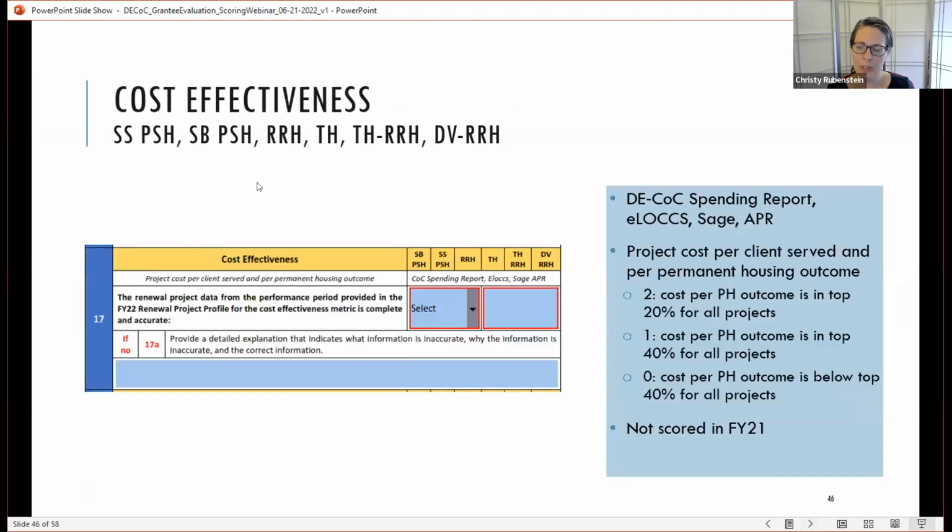Cost effectiveness. This has been something that the CoC collects and reports out, but has not been scored in prior years. So it's going to be looked at the cost per client served and per permanent housing outcome. So 2 points if you're in the top 20%, 1 point in the top 40%. And again, it applies to all project types. That information will be pulled from the spending report, ELOCs, SAGE, and the APR. So a whole host of data points being pulled together to get to the cost effectiveness measure.